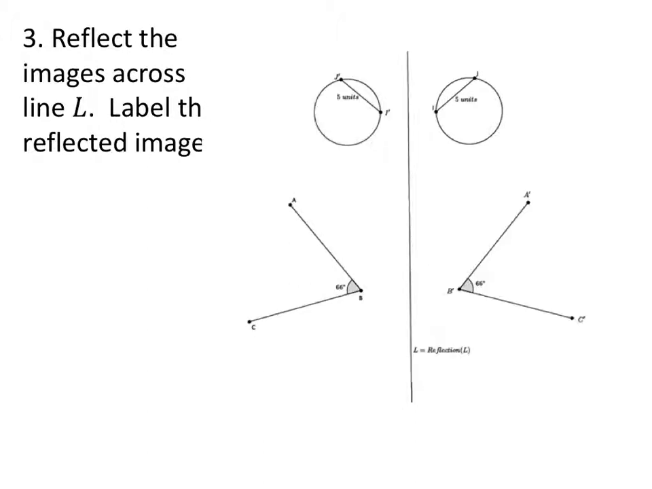So this is what we should have gotten from that reflection. Once again, we can see that B is the same distance from the line of reflection as B prime is, but in the other direction. Same with these other ones like J and J prime. They are the same distance from the line of reflection, just in the opposite direction. Notice also that this angle here stayed 66 degrees, just like the original angle, which was 66 degrees.